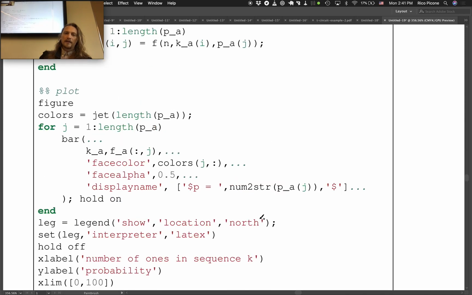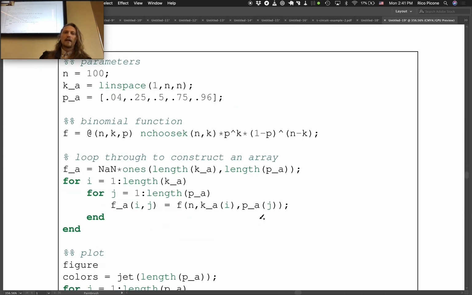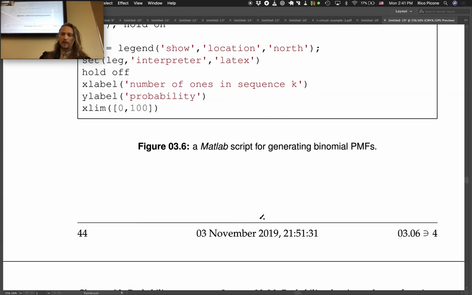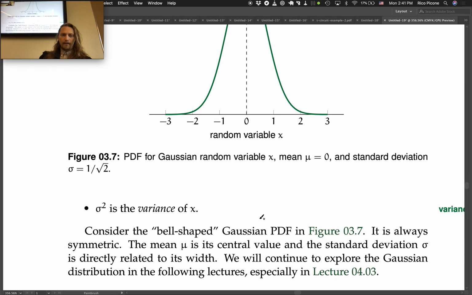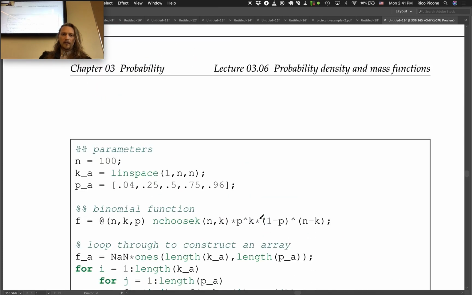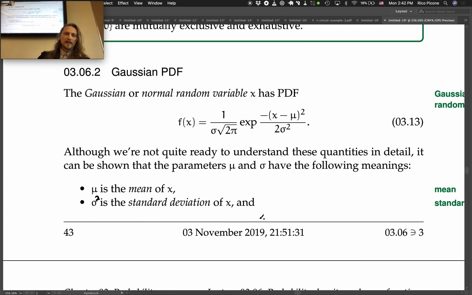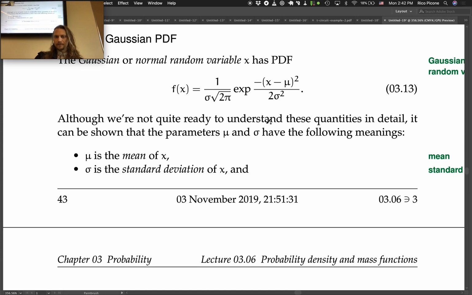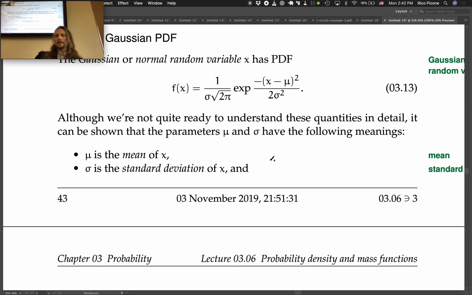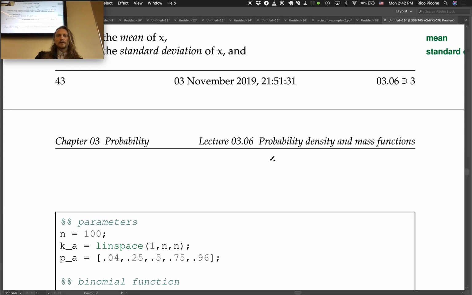And, by the way, this is the MATLAB script that generated that figure, the binomial figure, if you're interested. I gave you the MATLAB script. Oh, sigma is the standard deviation, sorry. Sigma is the standard deviation of x, and then sigma squared is the variance of x. Yeah, so that was actually correct.